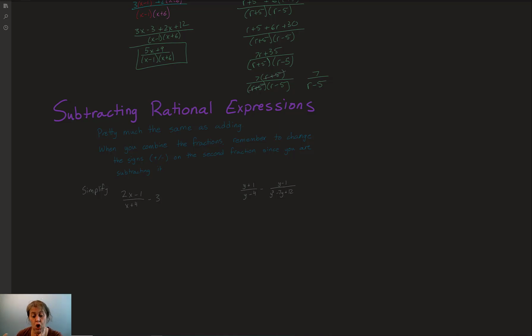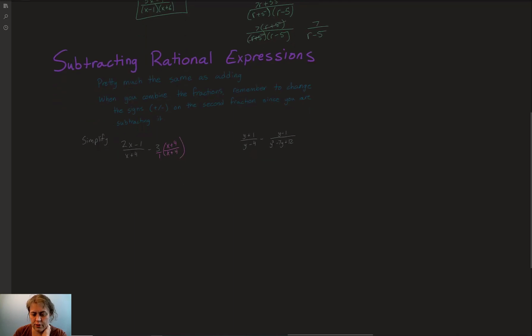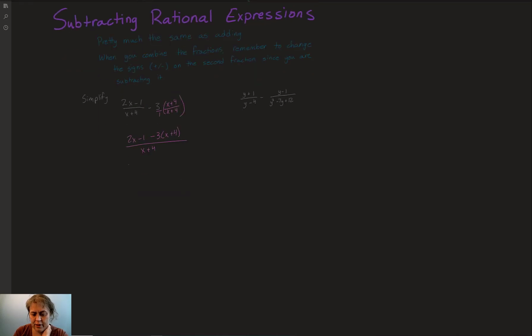And due to the nature of time, I think I'm just going to do the first one here, just because that one looks a little weird. This is really 3 over 1. It doesn't look like a fraction, but it is a fraction. Every integer is really a fraction. Newsflash. So we're going to multiply this by x plus 4 over x plus 4. And then that's going to give me 2x minus 1 minus 3 times x plus 4 over x plus 4.